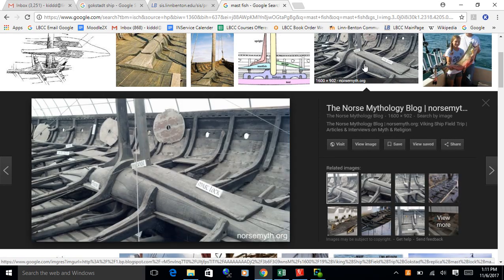Here's a picture of what they actually look like there. Okay. All right, now, so how are we going to model the bottom of that thing, do you think? How would you do it, or how might you approach it? How would you model this mast fish connection?